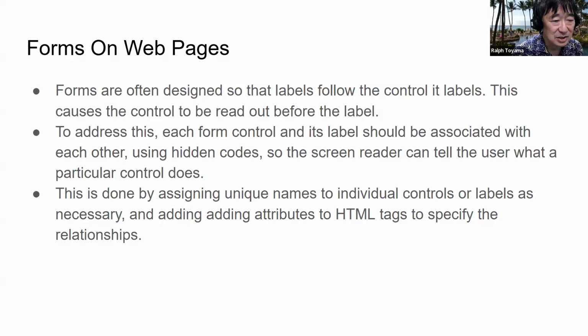And the way that's done is that you assign a unique name to the individual controls, or possibly the labels, depending on your circumstances. Frequently they already have a unique name assigned to them. And then you have to add attributes to the individual HTML tags for those controls and those labels to say this label is for that thing over there, or this thing over here is labeled by that label over there. And that's all I'm going to say about this.